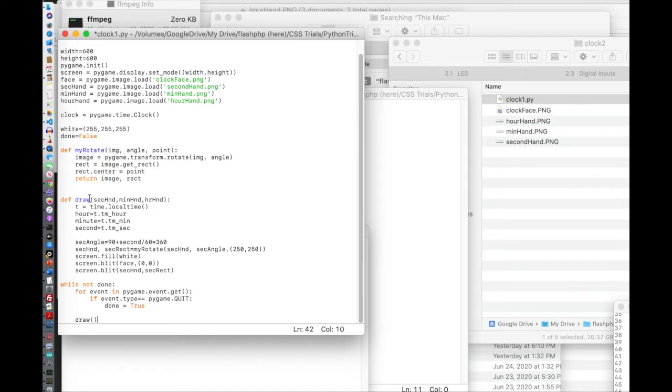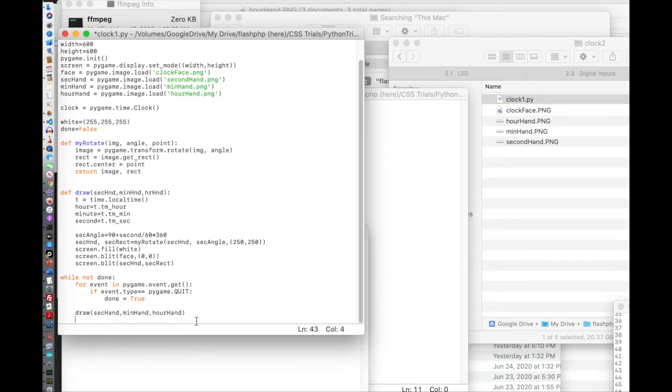In the draw, I'm sending 3 arguments, right? I'm sending the images of the hands. So second hand, then the minute hand, and the hour hand. Draw those 3 things, and then pause for a second. We're going to say clock.tick(1), which will pause the game for 1 second.